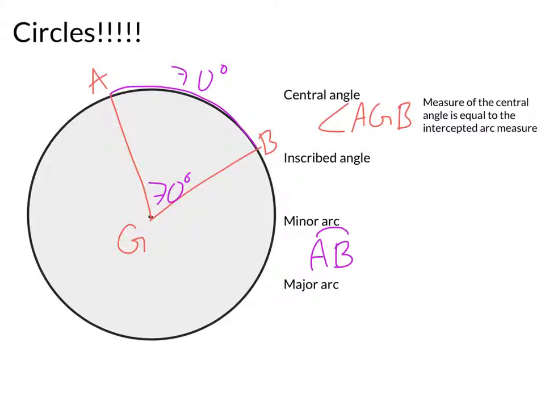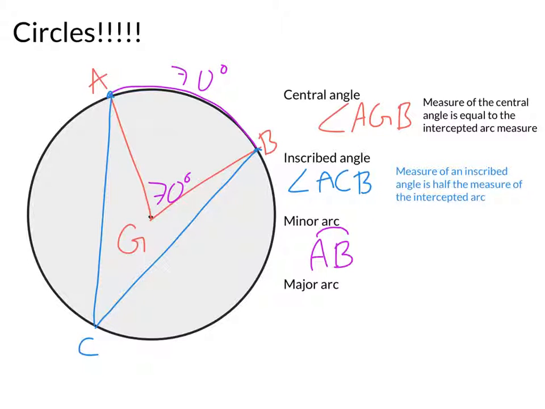Now, there's an additional one that I want to talk about. An inscribed angle. What does that mean? Well, I'm going to use the same arc, and I'm going to have this go all the way to here, and then I'm also going to go from B over to here, and let's call this point C. Angle ACB is an inscribed angle. The measure of an inscribed angle is half the measure of the intercepted arc. That's where it is on C, that's what it looks like, where it's located.